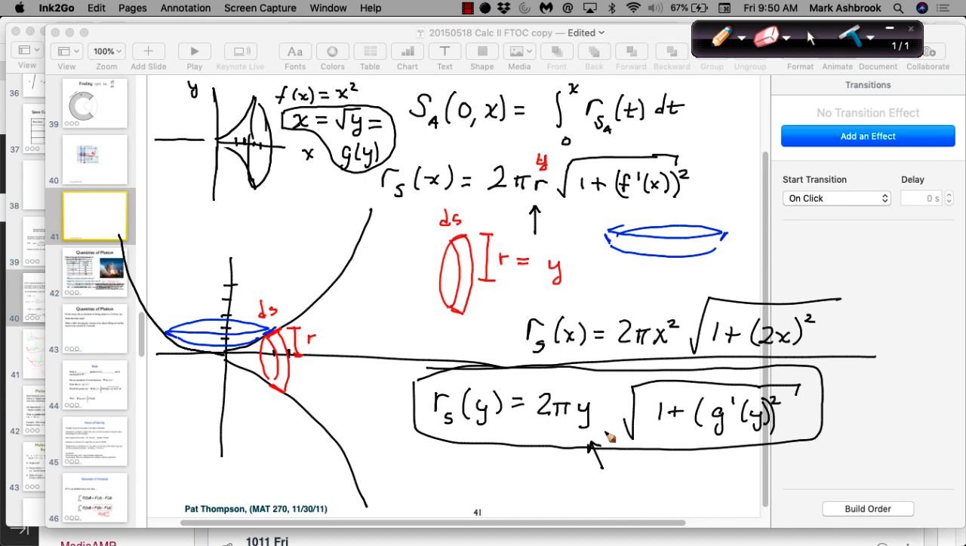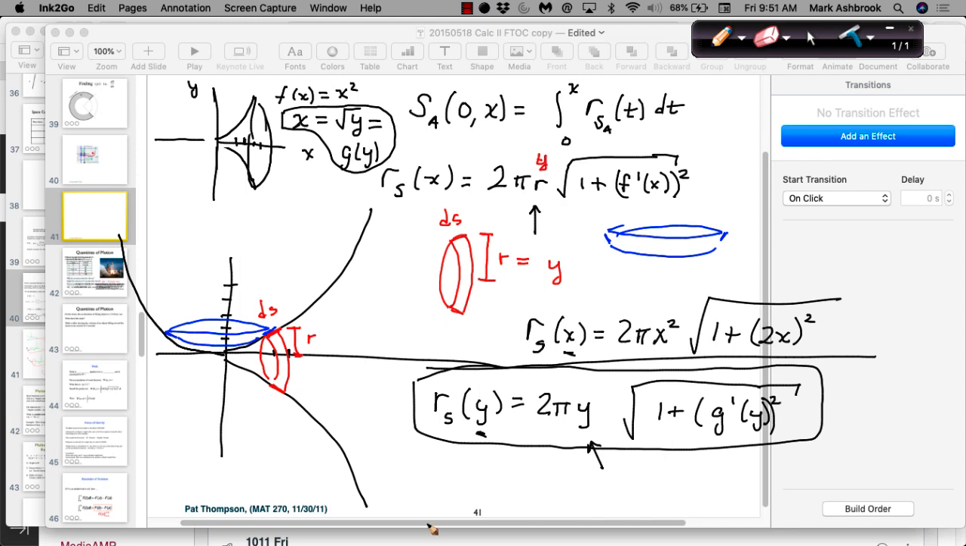So here are your two rate functions, in terms of x and in terms of y. In both, the radius is always y. You just have to get it into the variable of your independent variable. So that means x squared if it's x, and just y if it's y. Okay, does that clear it up?